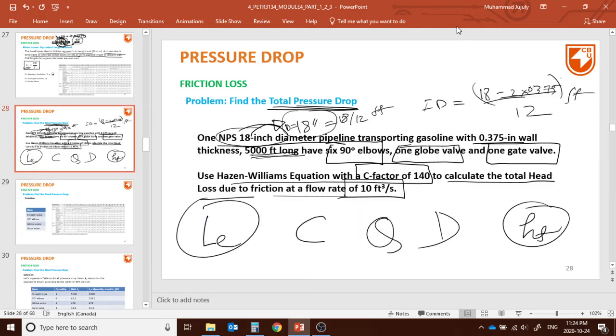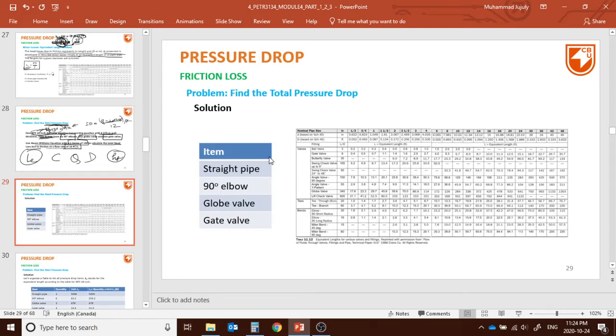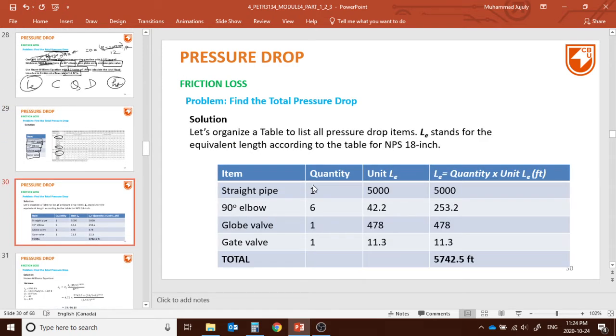So what are the items we have? We have a straight pipeline of 5,000 feet. We have a 90-degree elbow, a globe valve, and a gate valve. So if you check here, we have bends, here is the 90-degree elbow. We have a globe valve. What is a globe valve? It's a globe valve. We have a gate valve, and we have straight pipelines. Okay, now let's do the solution.